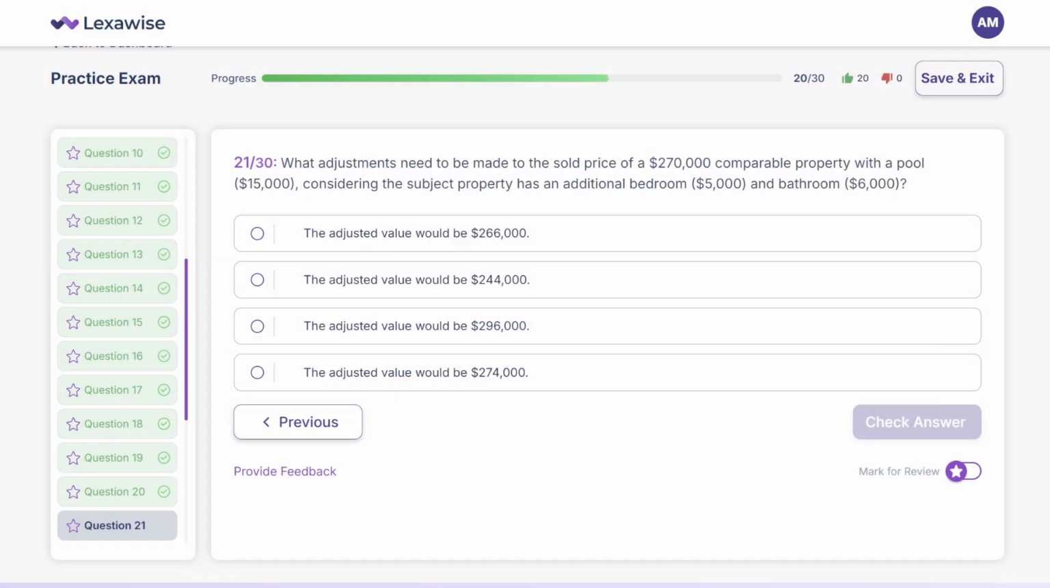Here's another one. What adjustments need to be made to the sold price of a $270,000 comparable property with a pool, $15,000, considering the subject property has an additional bedroom, $5,000, and bathroom, $6,000? A. The adjusted value would be $266,000. B. The adjusted value would be $244,000. C. The adjusted value would be $296,000. D. The adjusted value would be $274,000. Take a second to process.